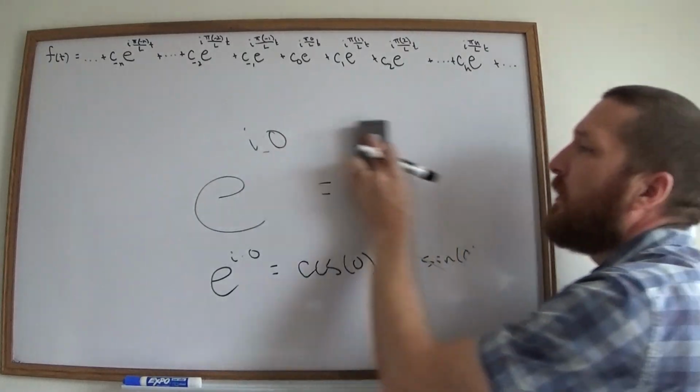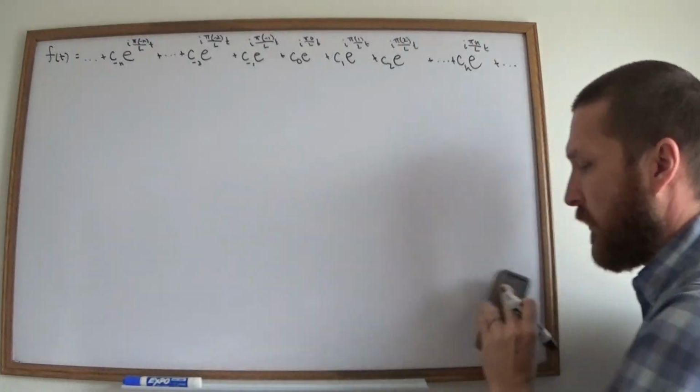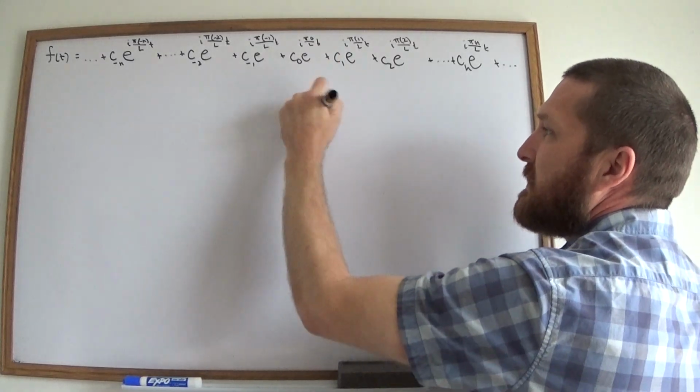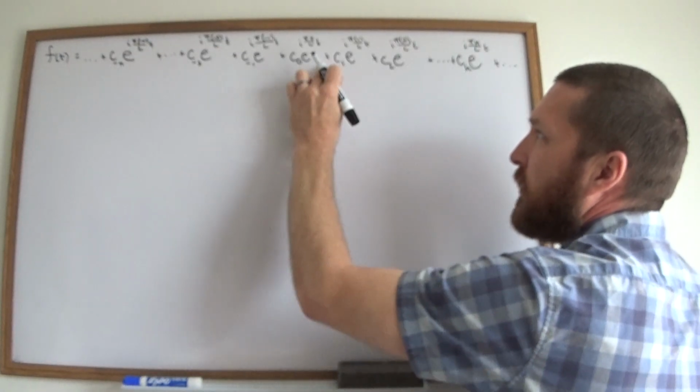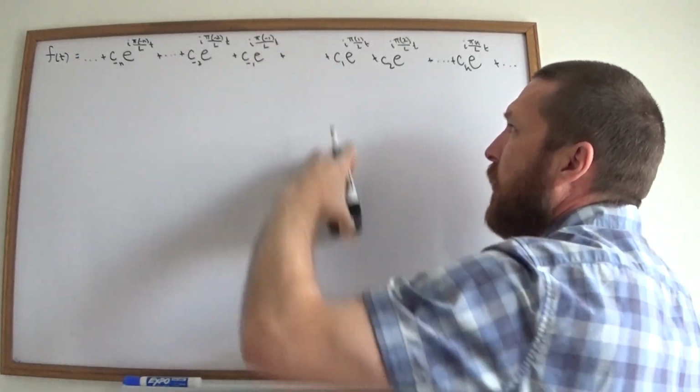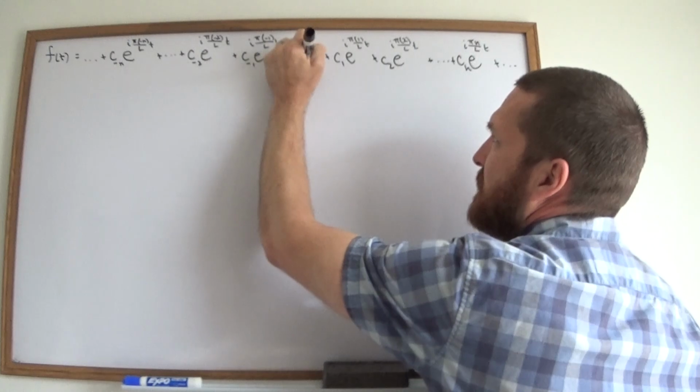So just for ease of what we're doing here, I'm going to rewrite that as e to the 0, and then just say that's equal to 1. So let's just get rid of it. We'll get rid of that. So all that's left is just the c0.